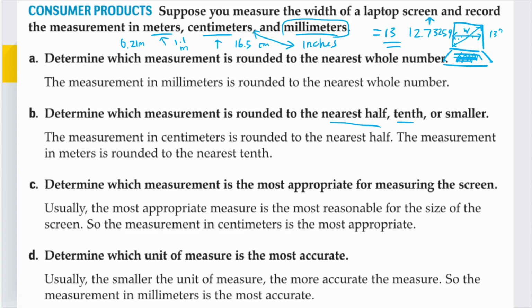It doesn't really matter. Like when we look at cell phones, they are like 6.2 inches, 6.5 inches. Would we really need to know that it's exactly 451 millimeters or some other exact millimeter number? Probably not. Which unit of measure is the most accurate? The most accurate is always going to be the smallest one. So that's going to be millimeters.